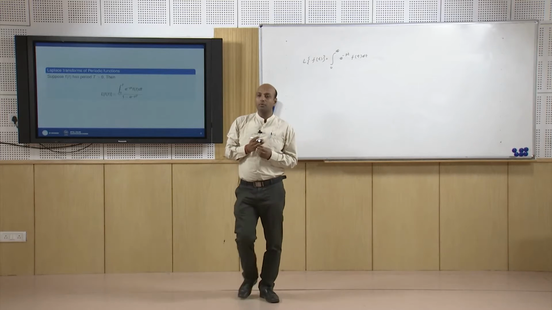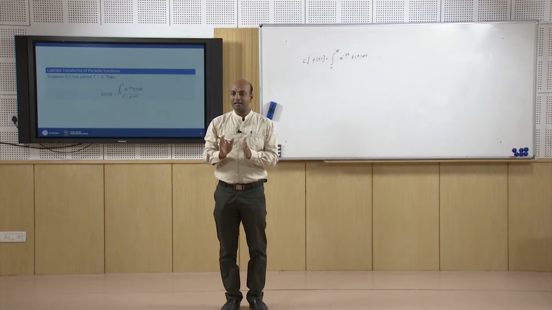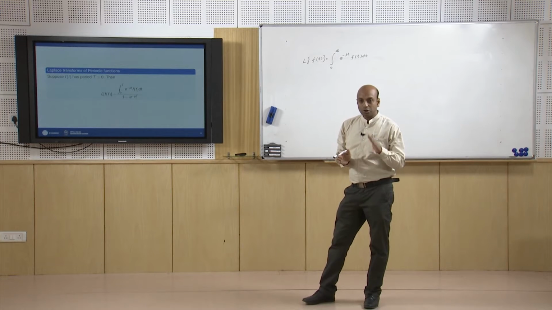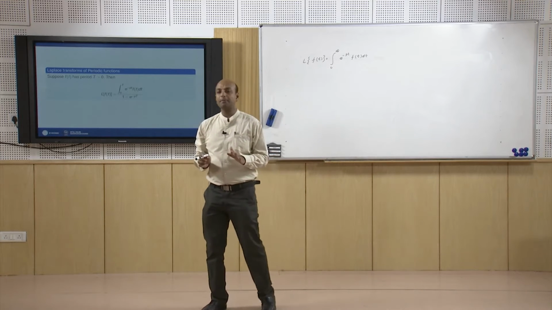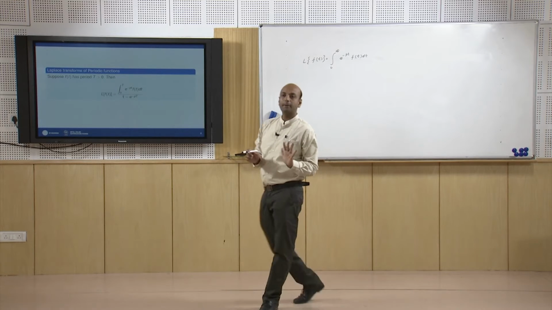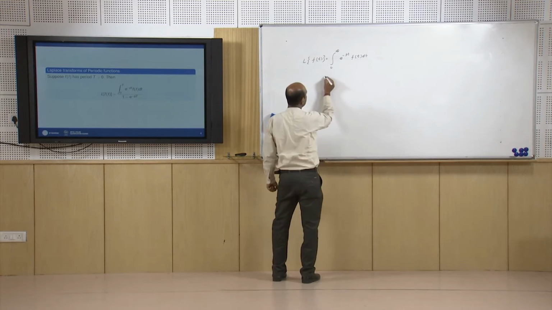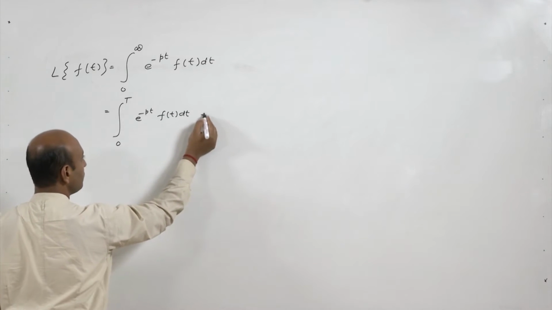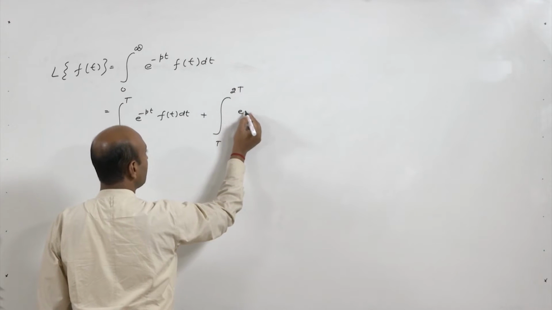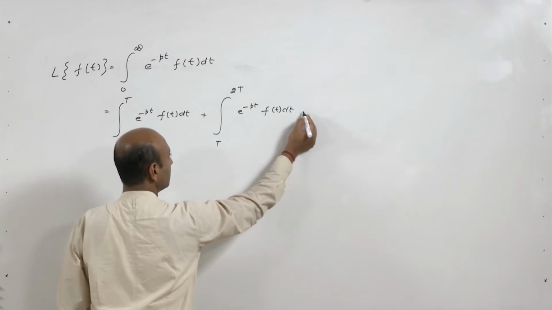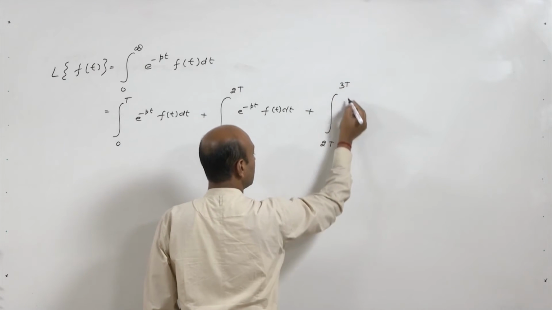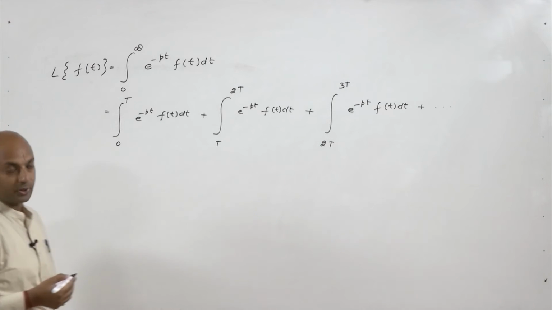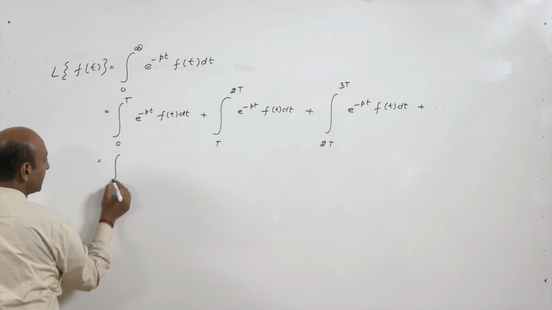Now what is the period of f? Period is capital T. Period capital T means it is the smallest non-zero real number T such that f(t + T) = f(t). That is by the definition of periodic functions. Now since the period is capital T, we can write it like this: integral 0 to T of e^(-pt) f(t) dt plus integral T to 2T of e^(-pt) f(t) dt plus integral 2T to 3T of e^(-pt) f(t) dt, and so on up to infinity. Now this first integral we keep as it is.